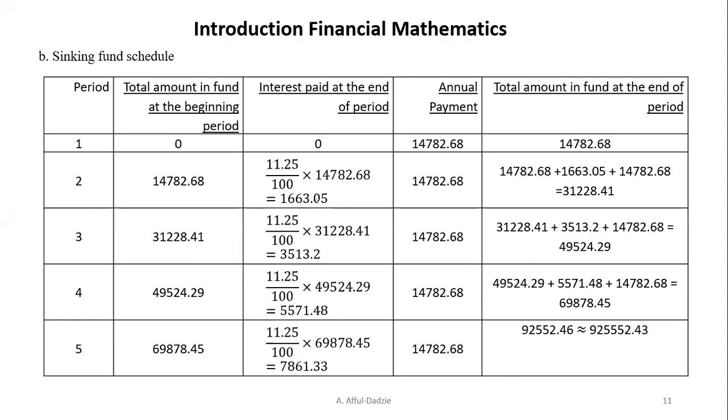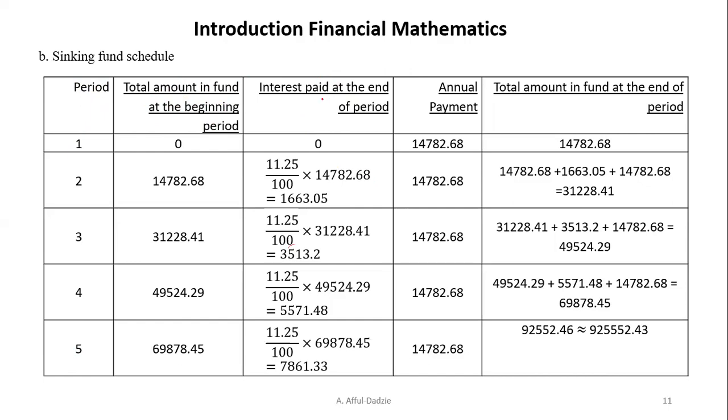So let's see how the sinking fund works. The sinking fund is relatively easier compared to the amortization. So we have first column, the periods. The second thing is the total amount in the fund, so you can just have amount at beginning period, or amount at beginning.